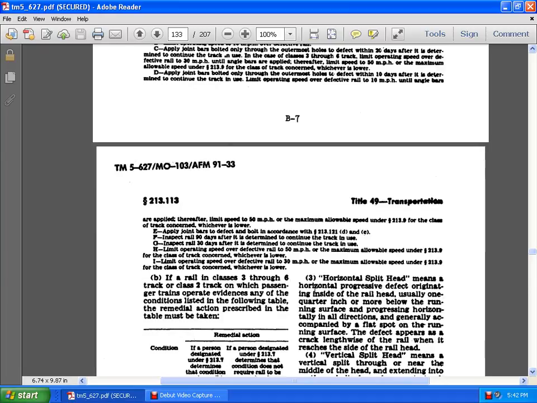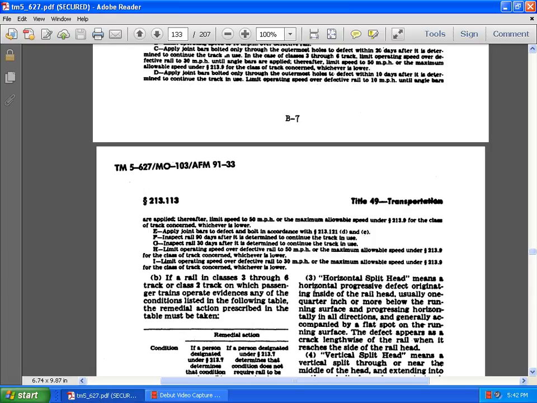and are implied that the limit speed of 50 miles per hour maximum allowable speed is 213.9 class of the track, consider whichever is lower. E, deploying the joint bars in defective accordance to 213.120 D. and E, inspected rail 90 days determined continuing the track use. G, inspected 30 days determined continuing the track use. H, limited operation defective to the 50 miles per hour maximum allowable speed over 213.9 and class of track concern, whichever is the lower.